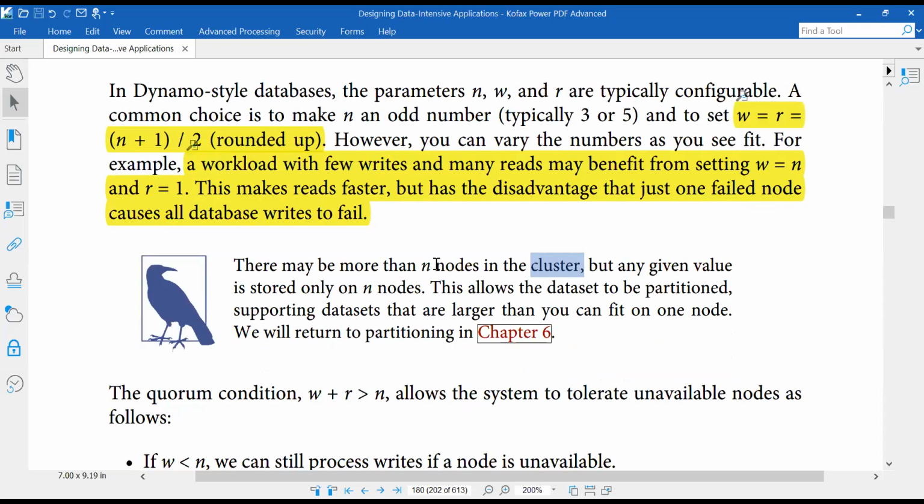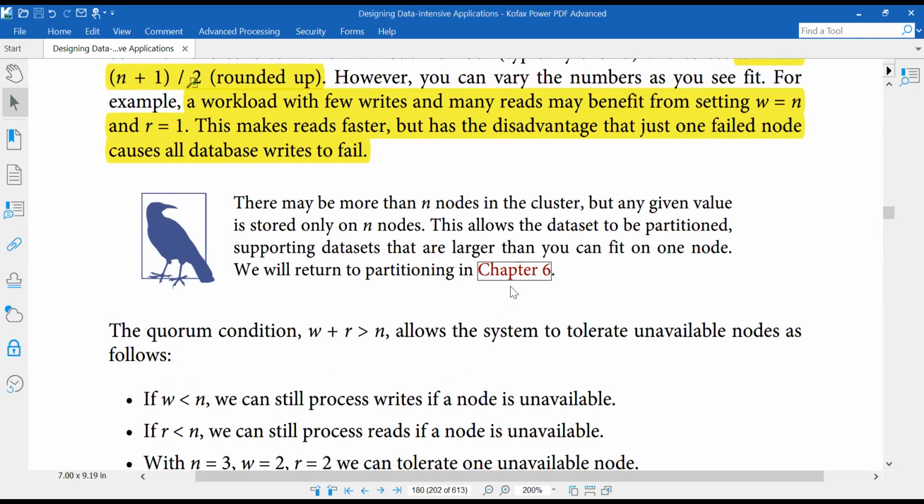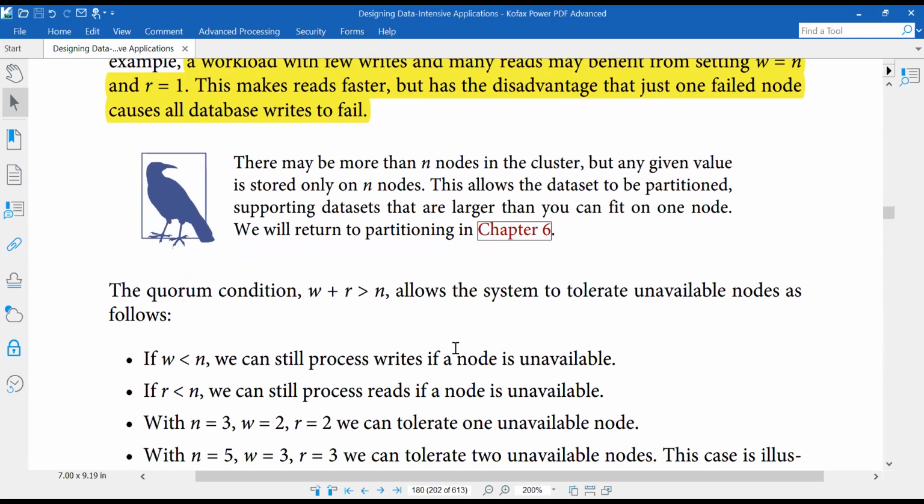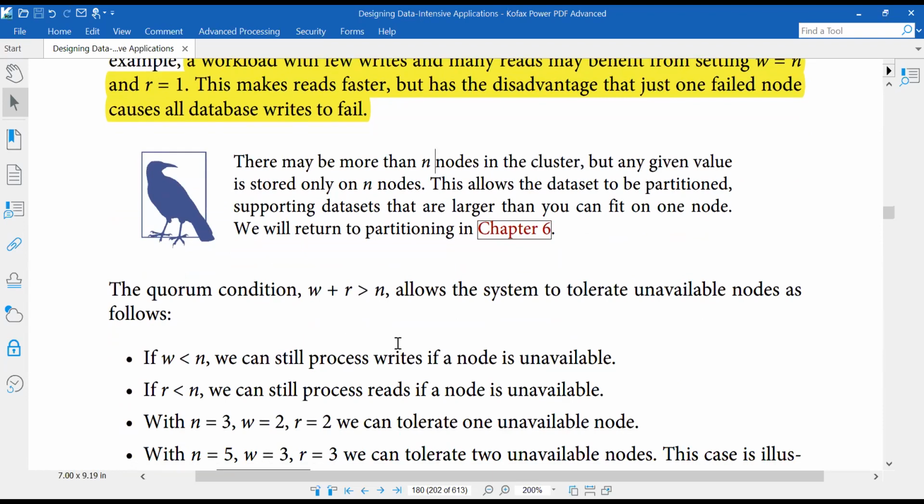There may be more than N nodes in the cluster, but any given value is stored only on N nodes. This allows the dataset to be partitioned, supporting datasets that are larger than you can fit on one node. We will turn to partitioning in chapter 6. Okay, so the quorum condition, W plus R greater than N, allows the system to tolerate unavailable nodes as follows.